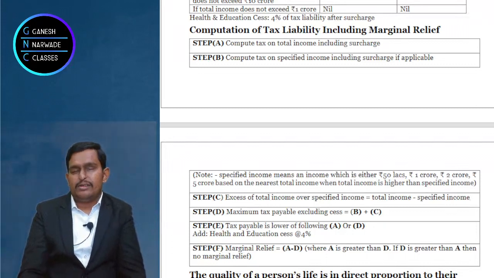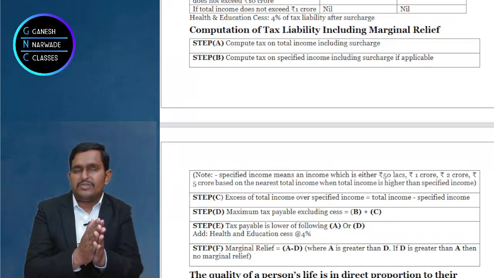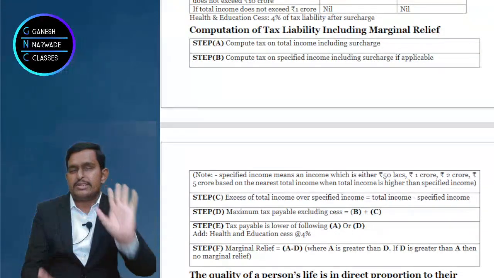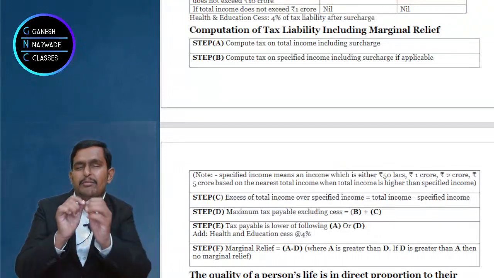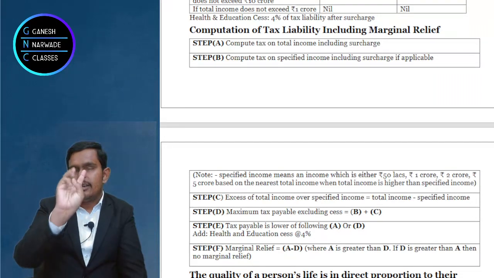Step B talks about calculate tax on specified income. Now for me, specified income is 50 lakhs, 1 crore, 2 crore, 5 crore. So 4 numbers are specified income. So if your income is slightly more than this, then this specified income should be considered. Like my income is 1 crore 1 lakh, so it is near to 1 crore. So my specified income is 1 crore. Okay, only 4 specified incomes: 50 lakhs, 1 crore, 2 crore, 5 crore.